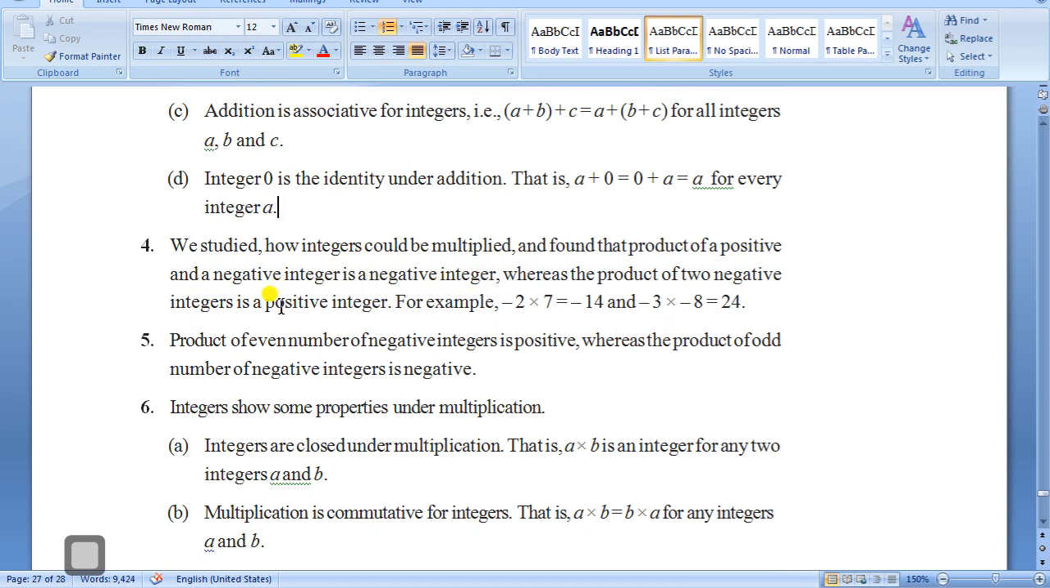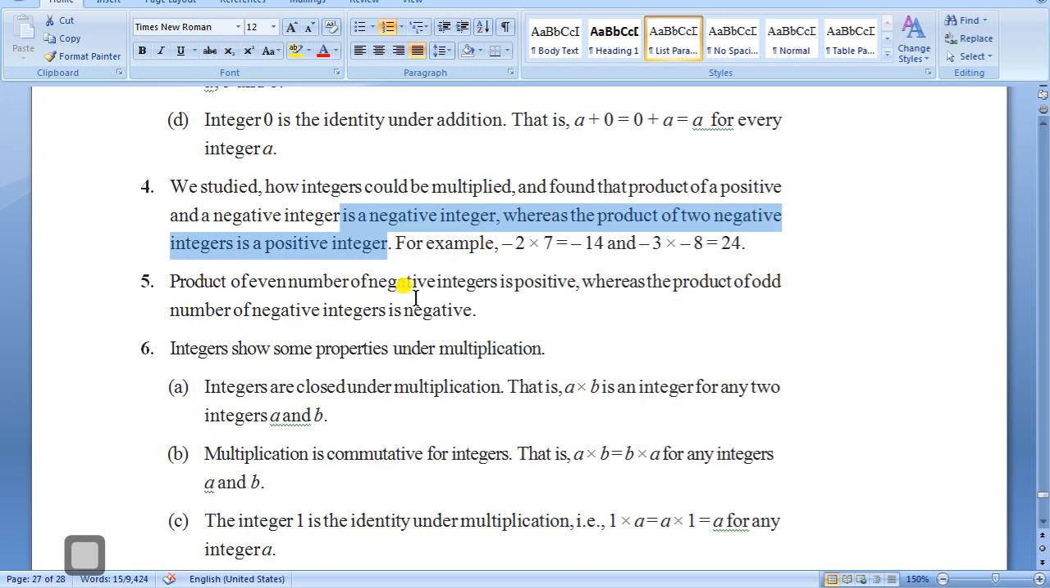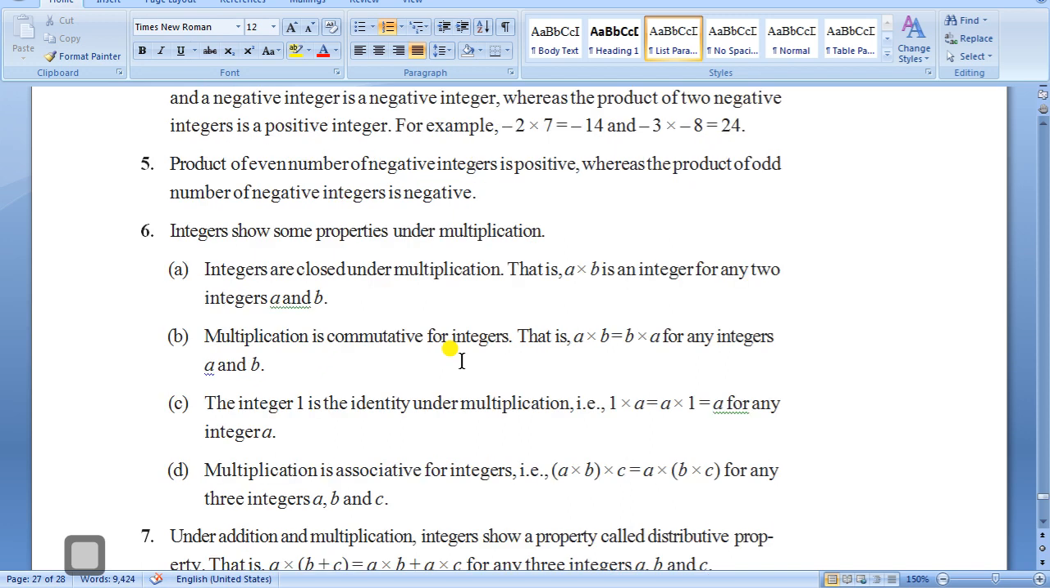We studied how integers could be multiplied and found that the product of a positive and a negative integer is a negative integer, whereas the product of two negative integers is a positive integer, that is minus 3 into 2 is minus 6 and minus 3 into minus 8 is plus 24. Product of an even number of negative integers is positive, whereas product of an odd number of negative integers is negative.